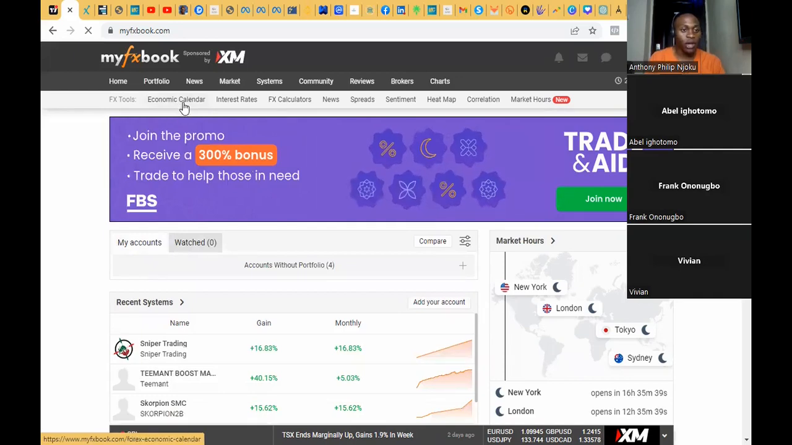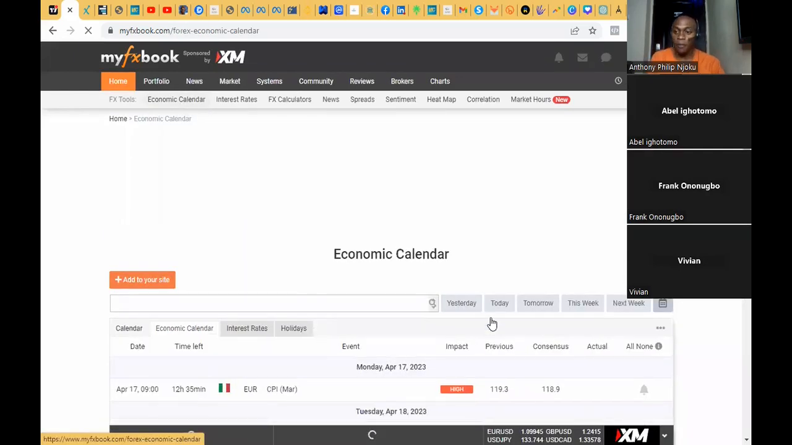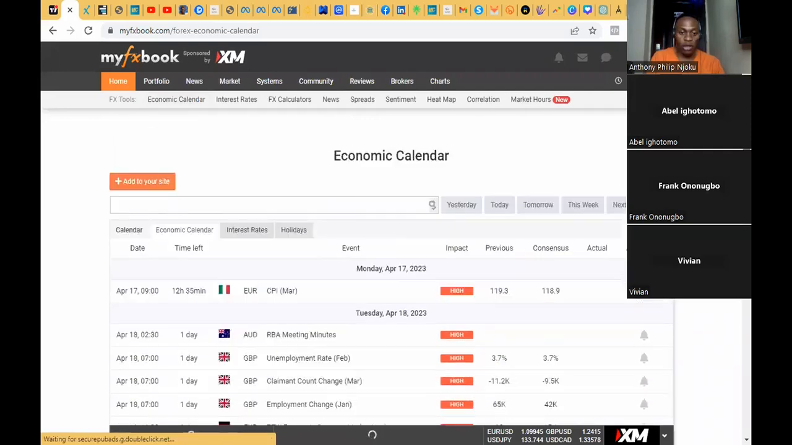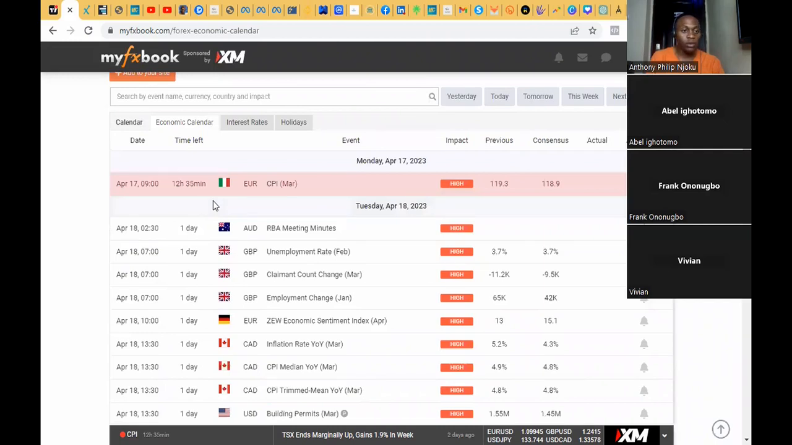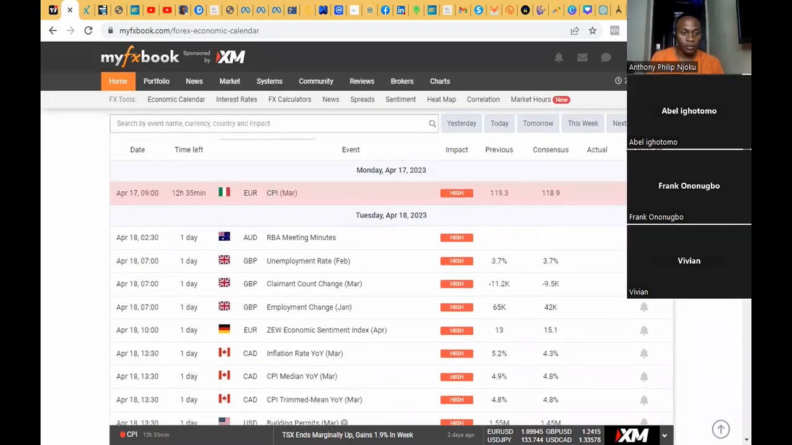What I want to check out is the economic calendar. So on the economic calendar, we have a lot of high impact news starting from April 17th. That's 9 a.m. West African time. That's tomorrow morning, 9 a.m. West African time. This is going to be on Hero.